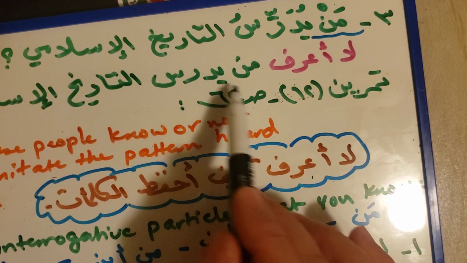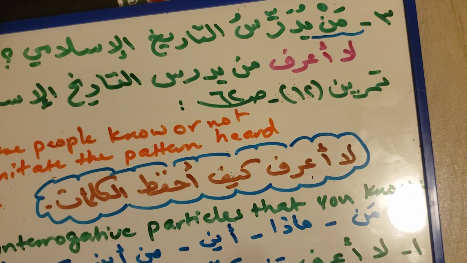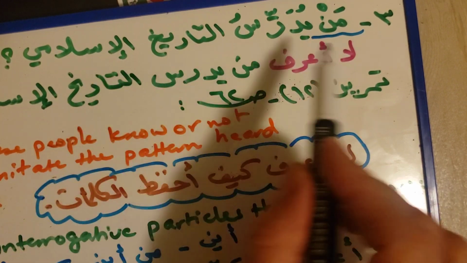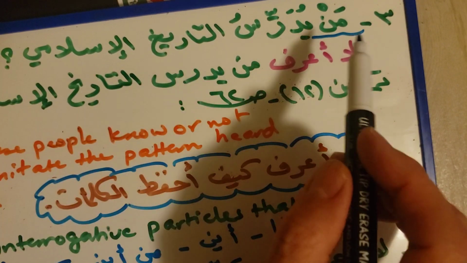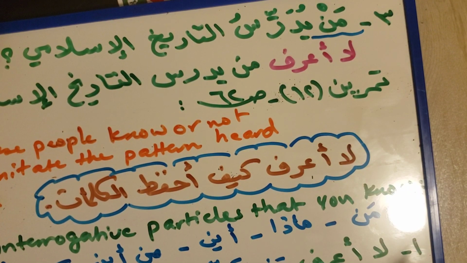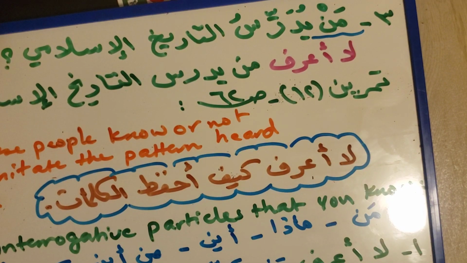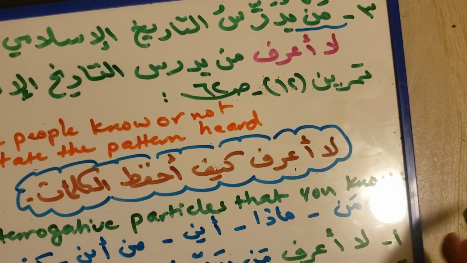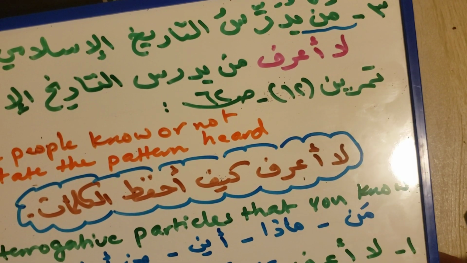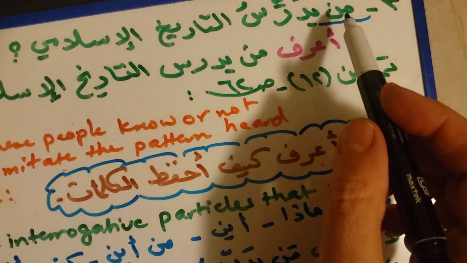So man here becomes like a relative pronoun instead of a question word. That's what makes it really different, even though it's a copy paste from من يدرس التاريخ الإسلامي. Here من يدرس التاريخ, but man here in the Arabic grammar is considered a question word. Here it is considered like a relative pronoun, like who, for example. I mean, it's a relative pronoun in Arabic. It's like الذي or something like that, but it's not like a question word.